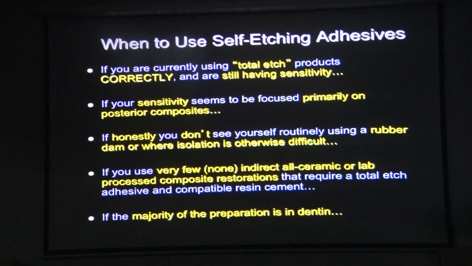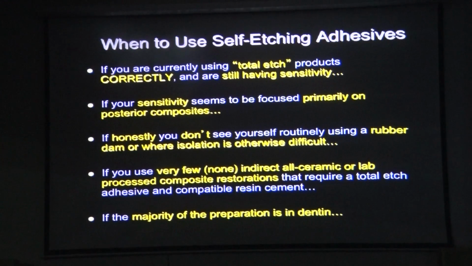If honestly you don't see yourself routinely using a rubber dam, now this is very critical. If I am doing any posterior restoration, then rubber dam is very, very critical. And if you are using total etch, it becomes even more mandatory. Otherwise it's very difficult. If you are doing a few indirect all-ceramic lab process restorations, don't use self-etch. But this is the catch. If the majority of the preparation is in dentine, use self-etch, because it does not work as well on enamel, especially uncut enamel. So for diastema closures and direct veneers, self-etch is not advisable.